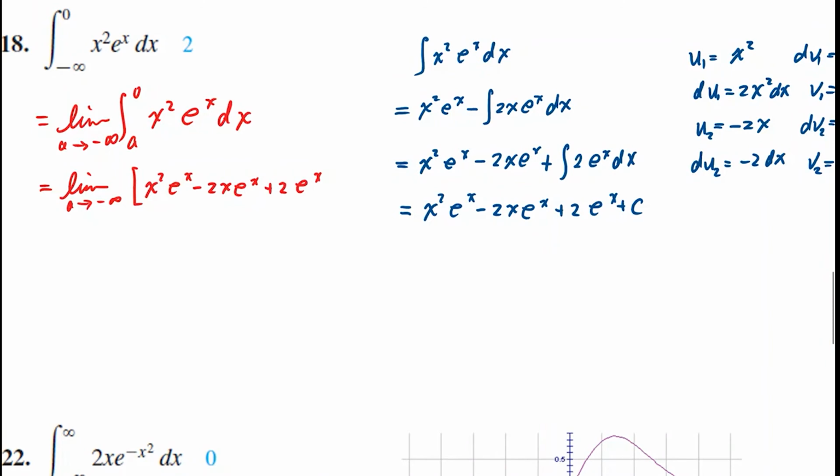Get rid of that plus. And then from a to 0. So far so good. Now we have the limit of a approaching negative infinity. Now once you substitute 0, all of these things die except for that one. So we have 2. Good. So we have 2 minus, and then I substitute a, right? So here I have a squared e to the a. Good.